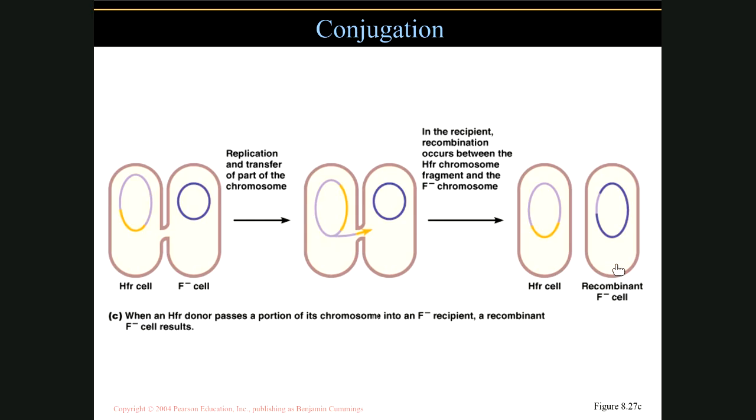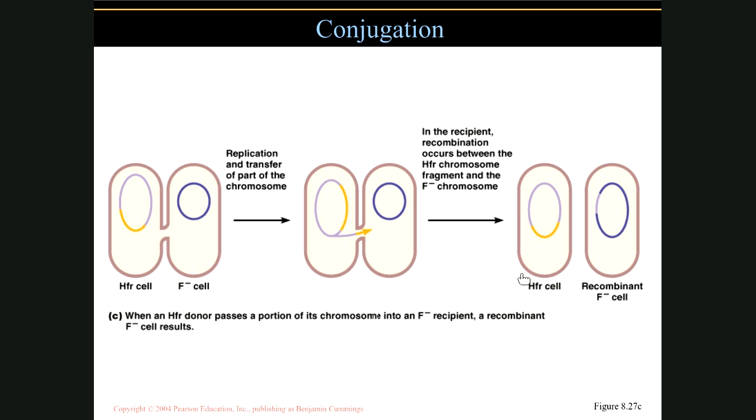And so the F minus cell stays F minus. It does not get the gene to make a pilus, right? Because that DNA would have been transferred over last. And that takes way too long, at least 90 minutes. So bacteria cannot stay hooked together that long.